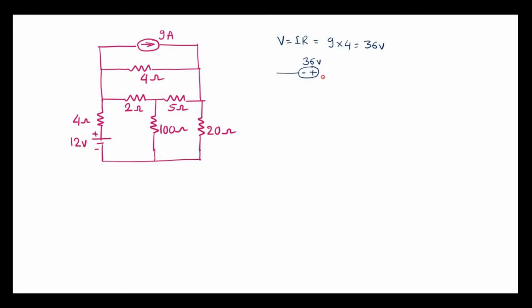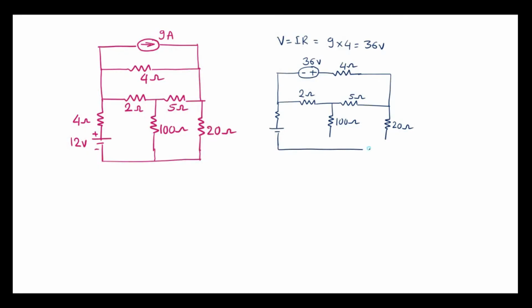Now 4 ohm is connected in series with this. So this 4 ohm is connected in series. Rest all things I will draw as it is. So this is 2 ohm. We have 5 ohm. Here we have 100 ohm. This is 20 ohm. And here we have 4 ohm in series with voltage source. This is 4 ohm and this is 12 volts.